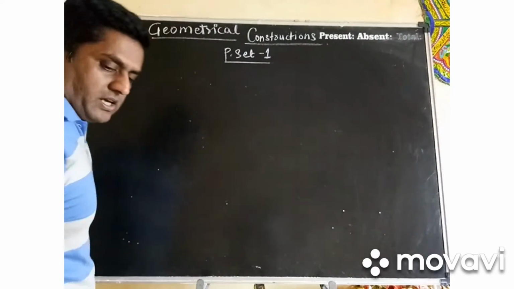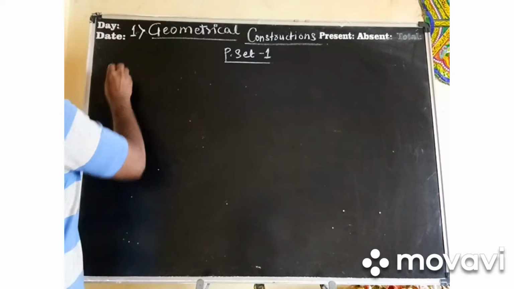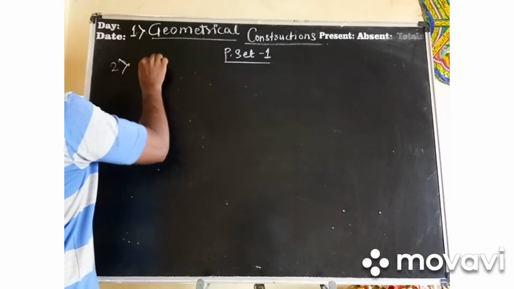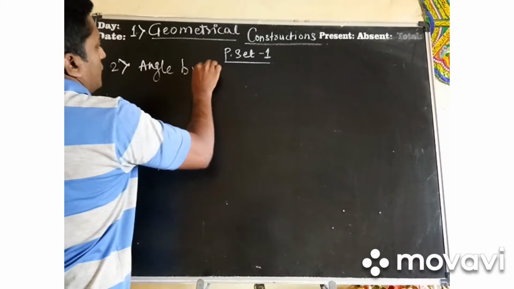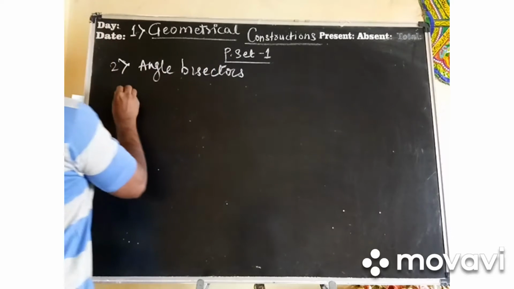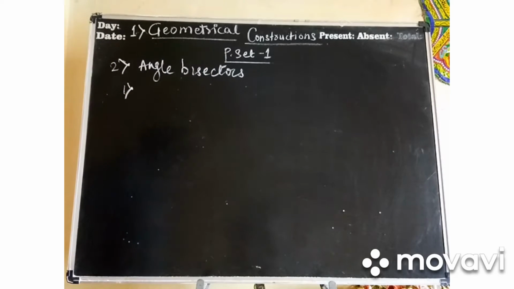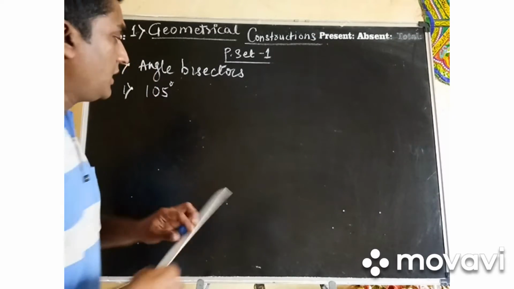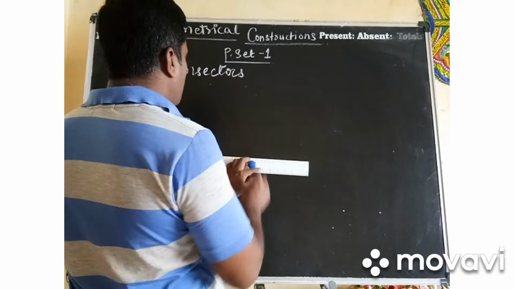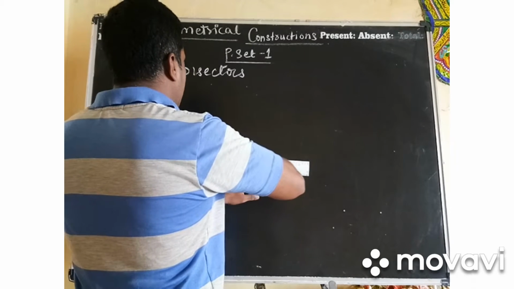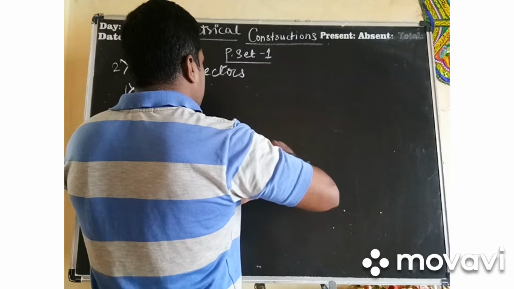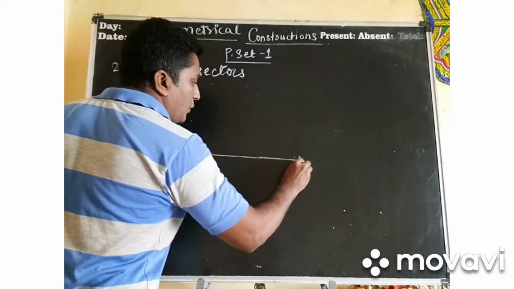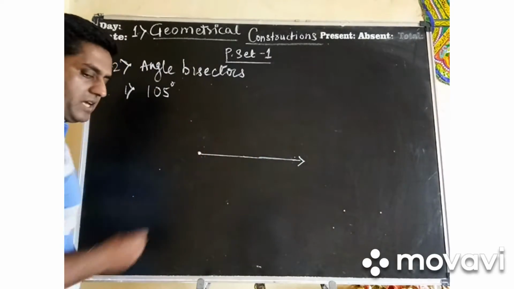Your second one is to make an angle bisector. Question number 2: here you have to make angle bisectors. In question number 2, your first question is 105 degrees. So let us start. First I will take a base of approximate length. You can take as per your wish. I have taken it here. So this is my base. I have made an arrowhead to one side, a dot here, which means a ray is there.